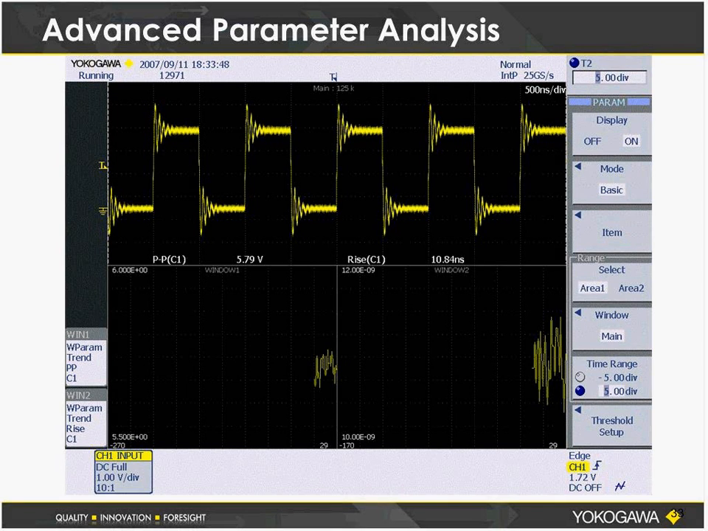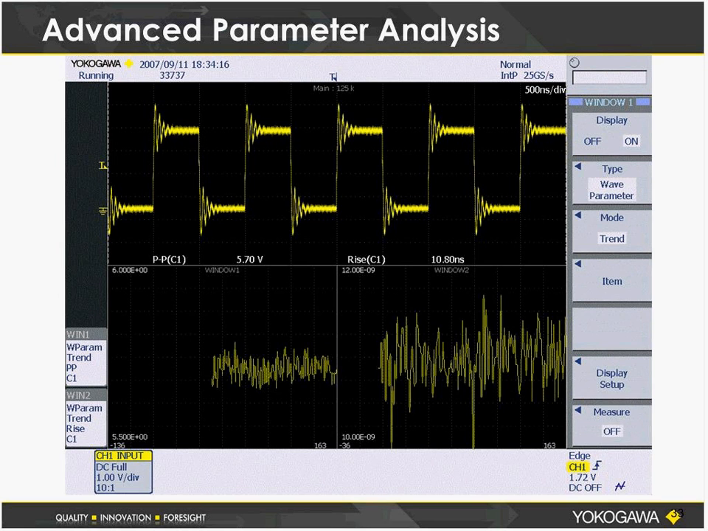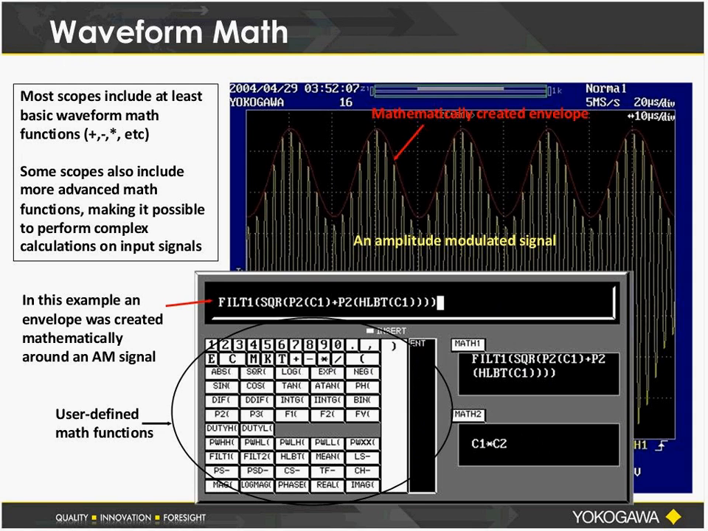Most oscilloscopes these days also include user-defined math. So being able to write your own equations in the instrument to create math waveforms and to create user-defined parametric calculations based on arithmetic, on trigonometry, on calculus types of functions, on pulse width measurement. This can all be done due to the advanced nature of the hardware processors in the instrument.